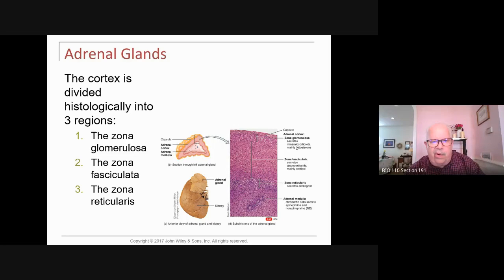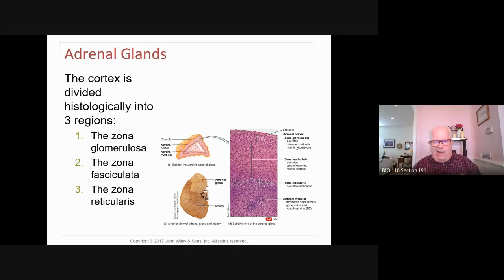The zona glomerulosa produces mineralocorticoids. The number one mineralocorticoid in your body is aldosterone. Okay? And if you can't remember that, look at the word glomerulosa. It almost looks like glomerulus. And what does the kidney do? It absorbs sodium and gets rid of potassium because of aldosterone.